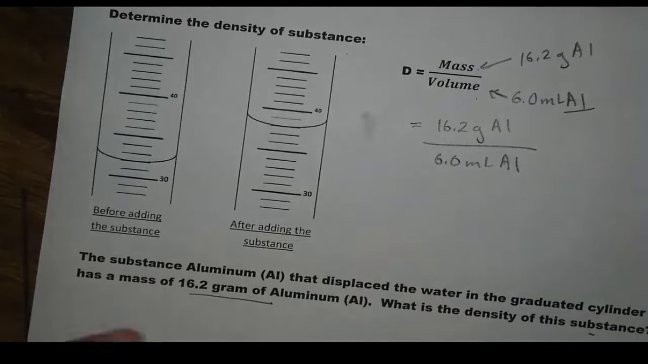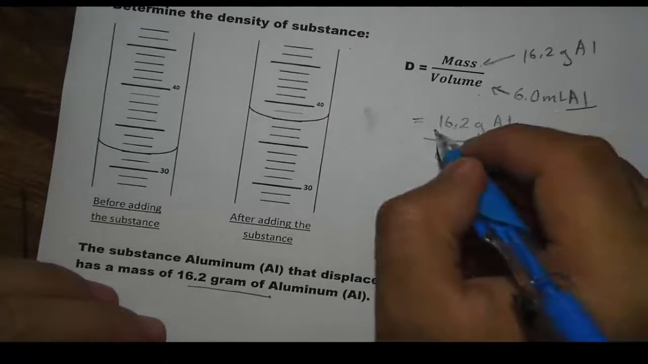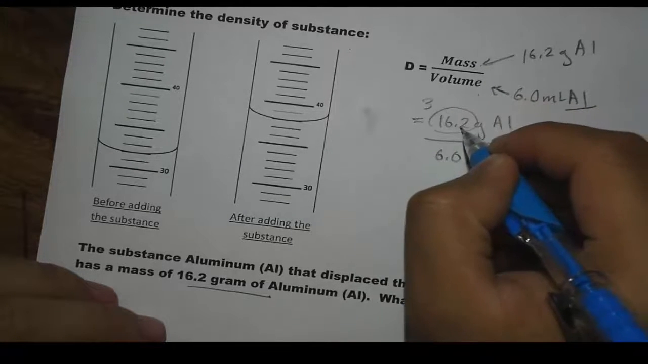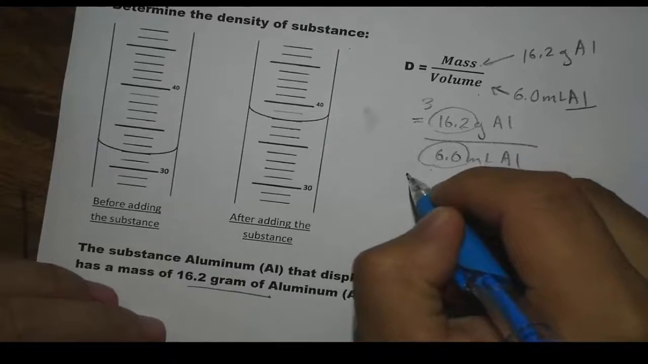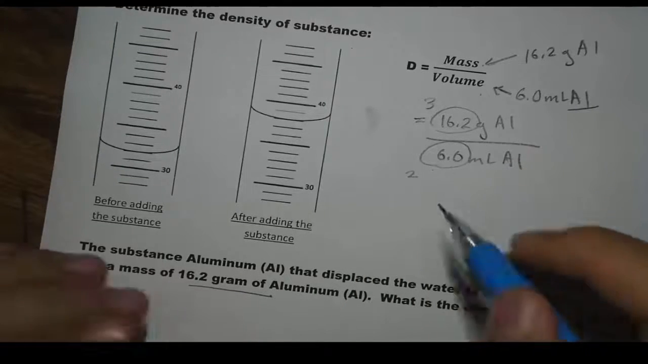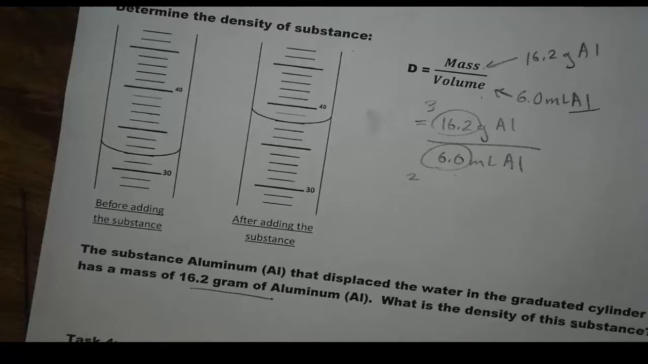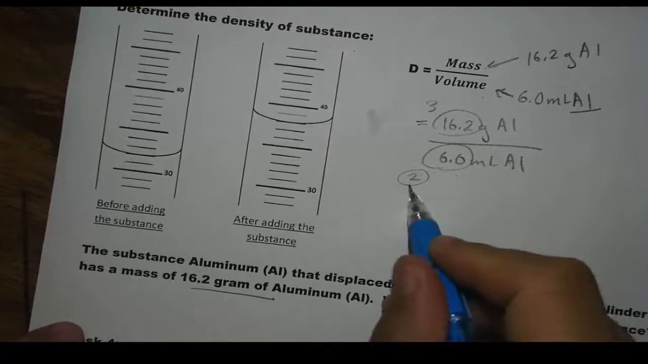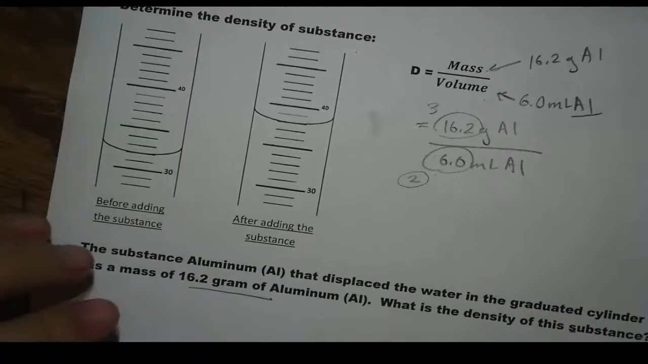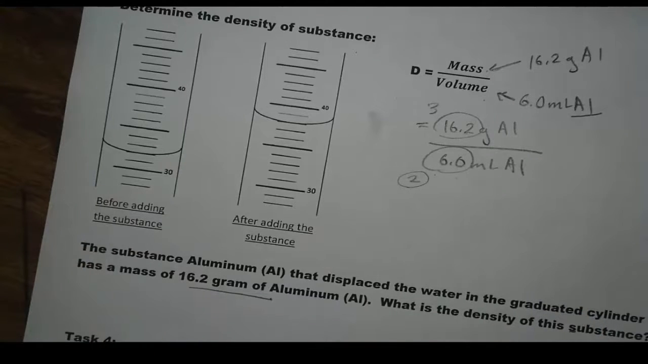And when we divide, we keep the least number of sig figs. This one has 3 sig figs but 1 decimal place. This one has 2 sig figs but 1 decimal place. We don't care about decimals when it comes to dividing or multiplying. We care about sig figs. In this case, the least one is 2, so our answer must have 2 sig figs.